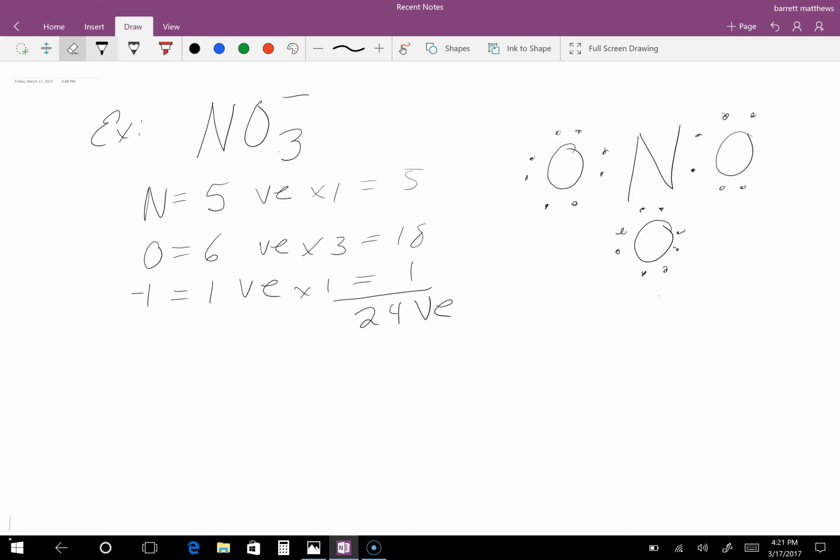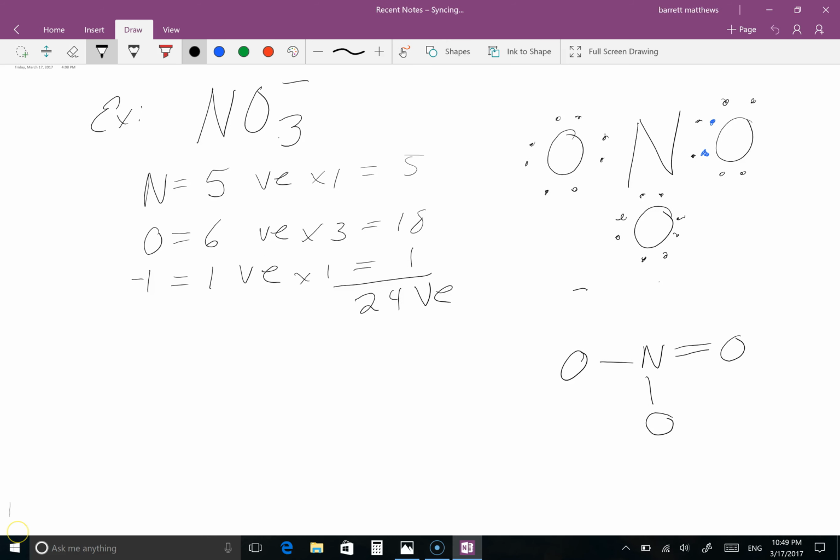So I remove 2 from here, and now I will show you where they go right here. And now you can see that nitrogen has the 8 electrons that it should, and the drawing will look something like this here. And since this is an ion, we're going to have to put brackets and add a charge.